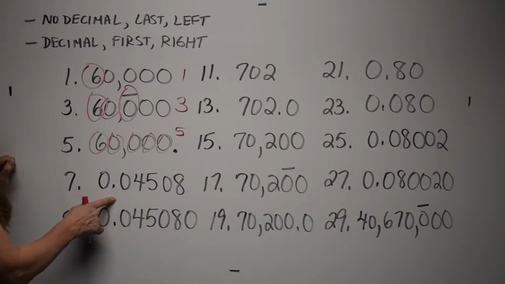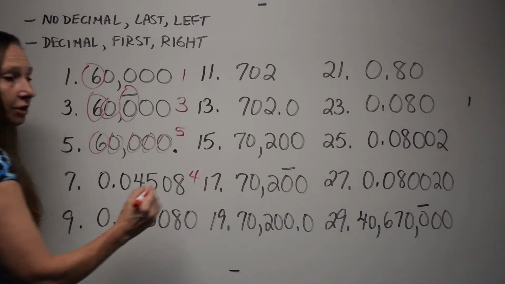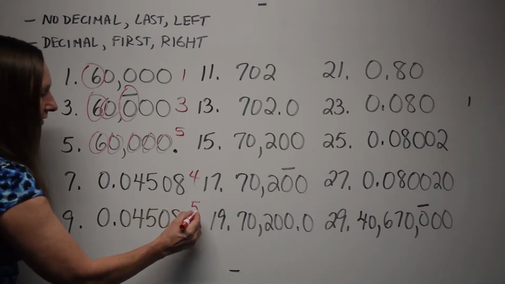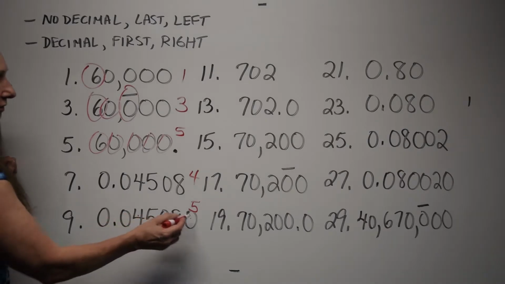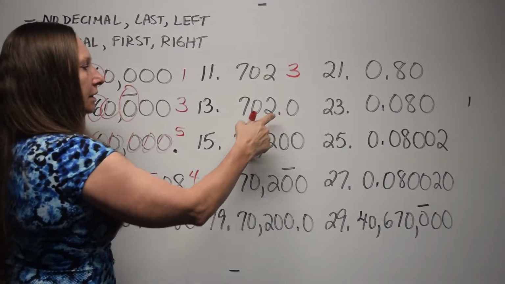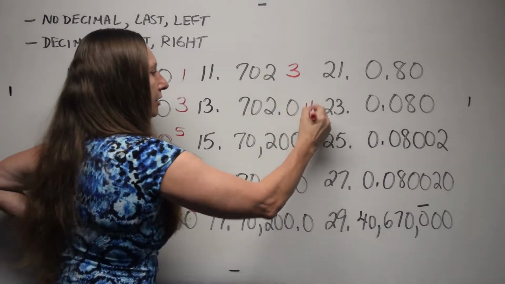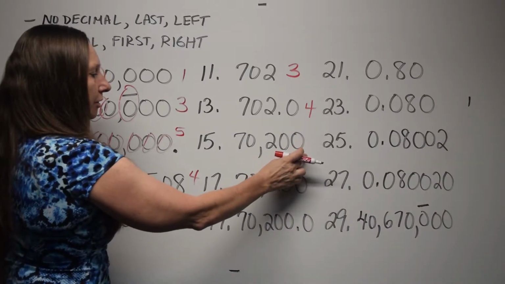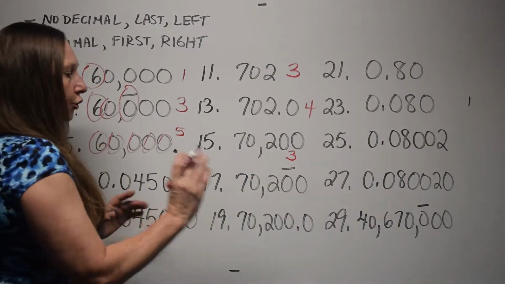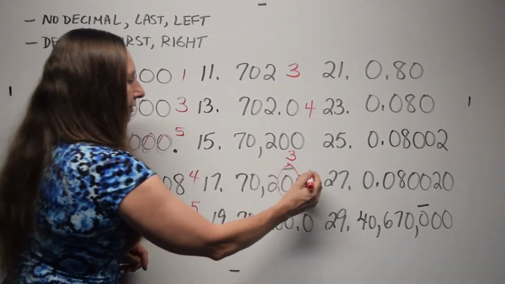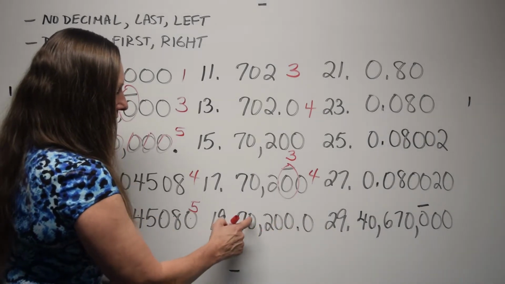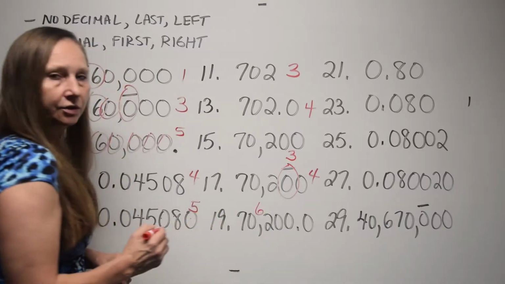Decimal, first and to the right, that's four significant figures. Decimal, first and to the right, that's five significant figures. 1, 2, 3, 4, 5. No decimal, last and to the left, that's 3. Decimal, first and to the right, that's 4. No decimal, last and to the left, that's 3. No decimal, last and to the left, that's 4. Decimal, first and to the right, that's 1, 2, 3, 4, 5, 6 significant figures.